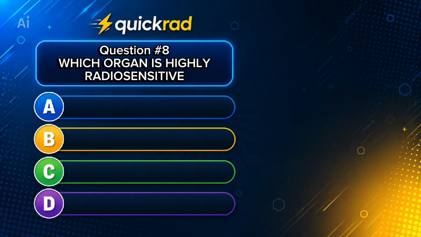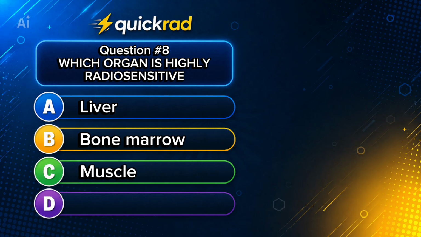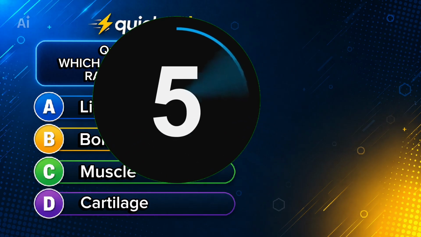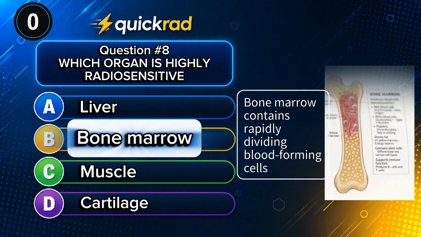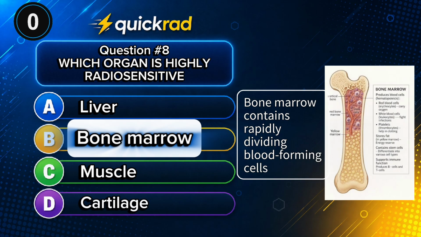Question 8. Which organ is highly radiosensitive? Correct answer B. Bone marrow. It contains rapidly dividing blood-forming cells.